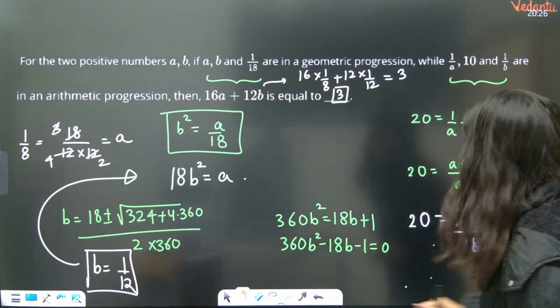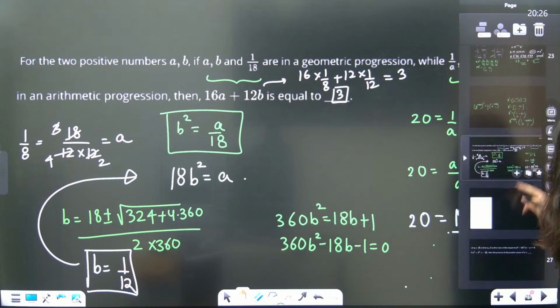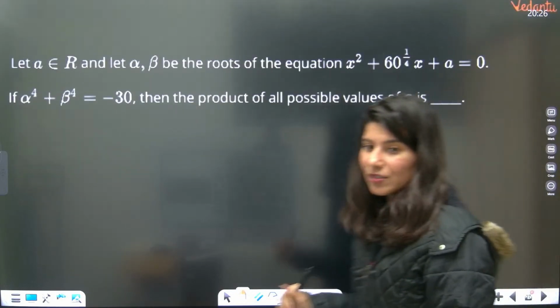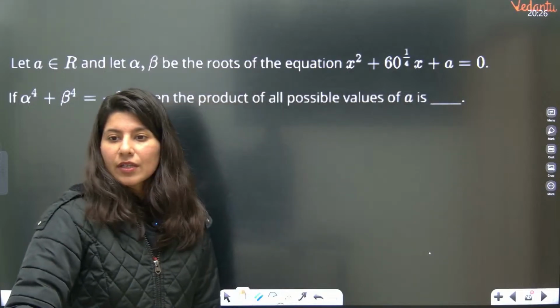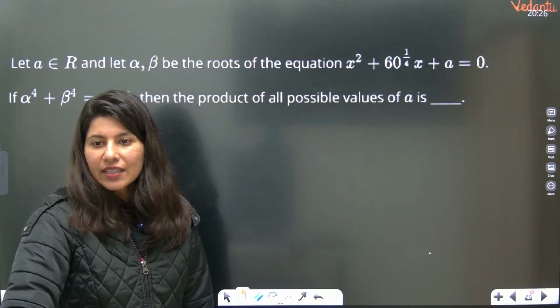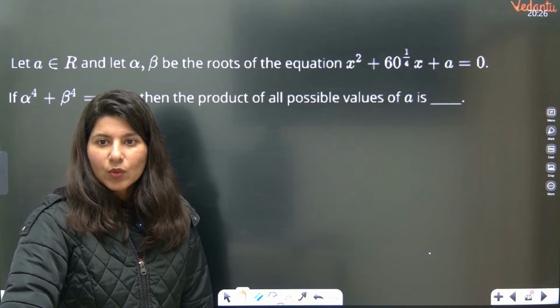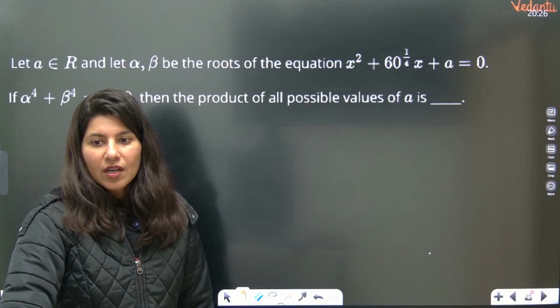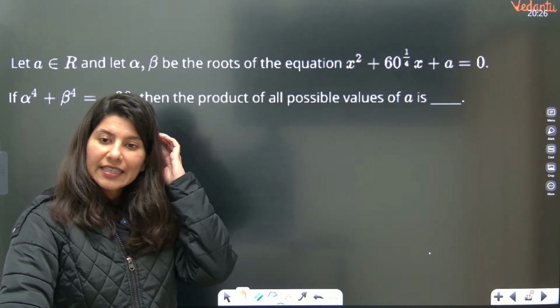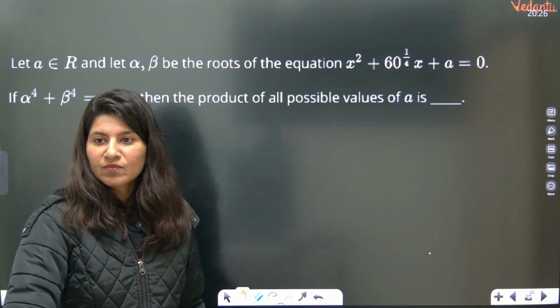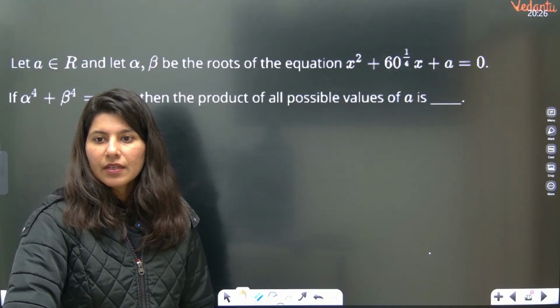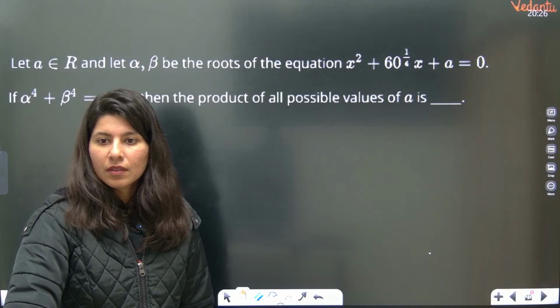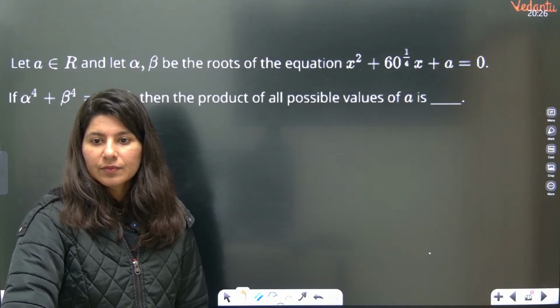Okay. Now, the next question is again from the world of quadratic equations. Very easy question. I think you all should be doing this question. I should observe whether you are getting the correct answer or not. Try it out.